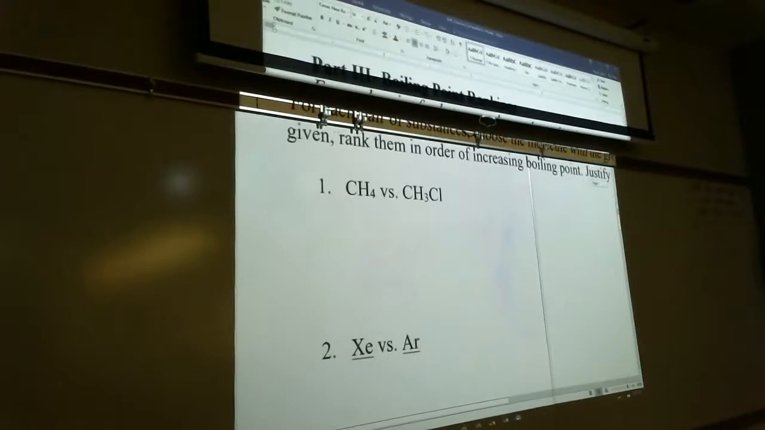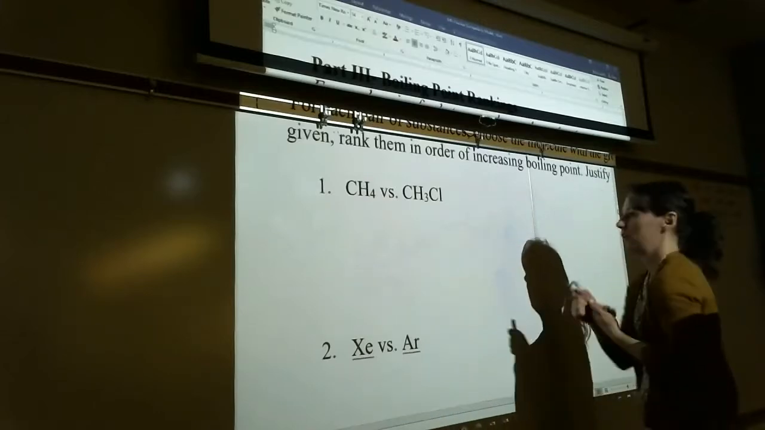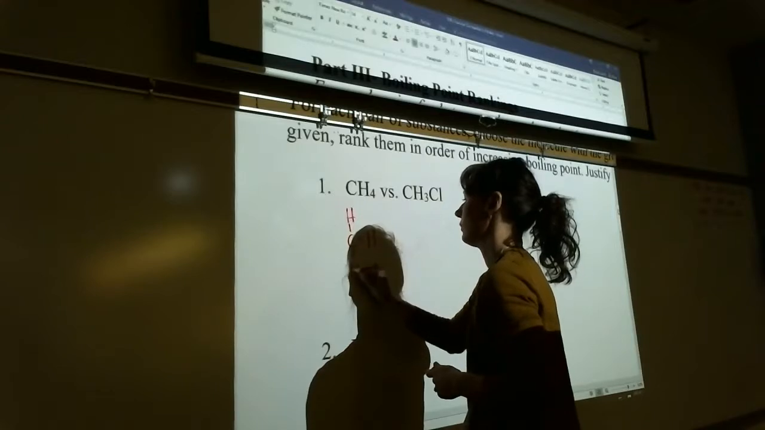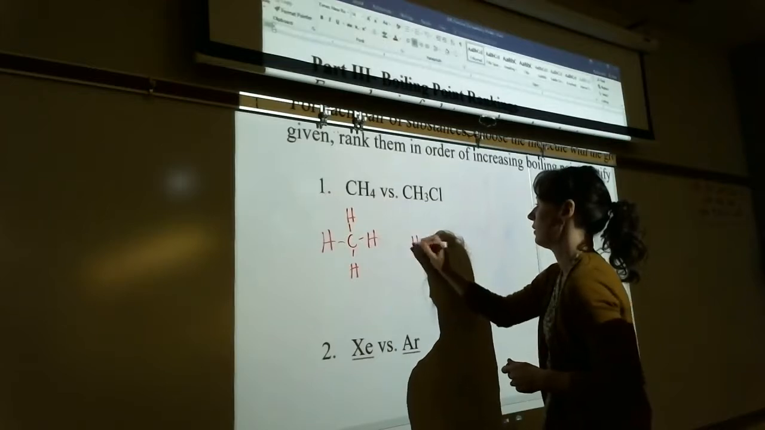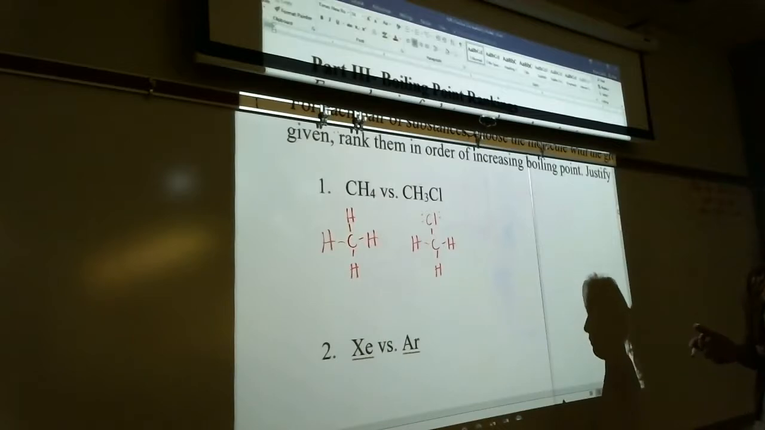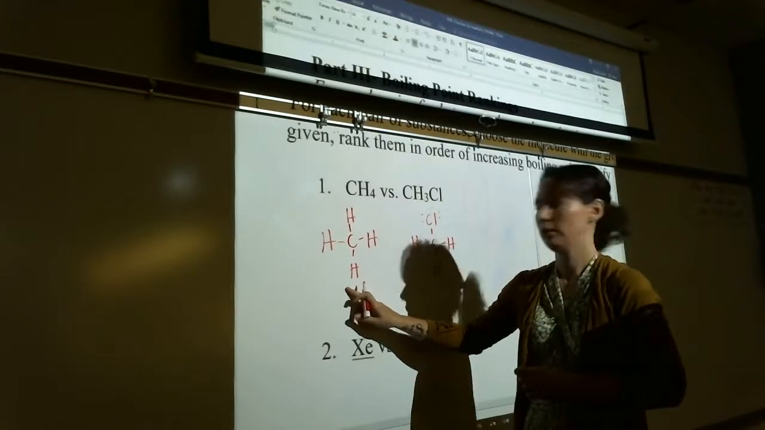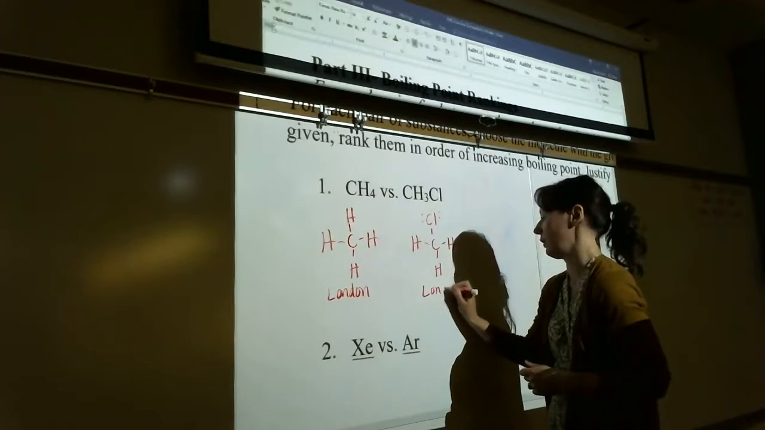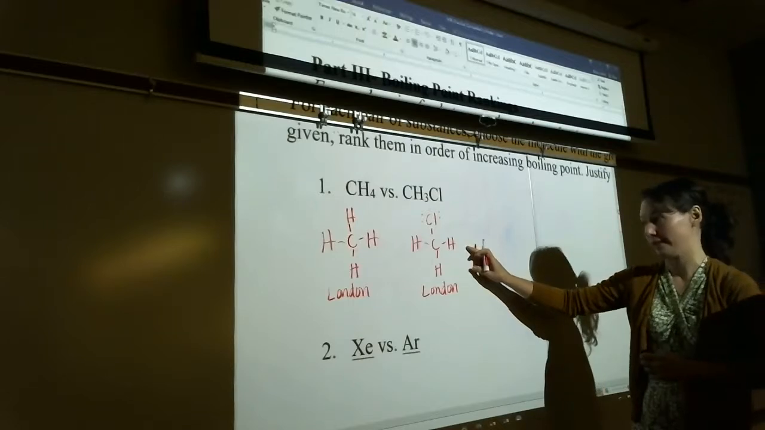Okay, oops, too high. CH4 versus CH3Cl. So here are the Lewis structures. Versus CH3Cl. Okay, what IMFs do we have? Is this one polar or non-polar? Non-polar, so it's just London, right? This one obviously has London because everything is London. Is this a polar molecule? No. Yes, yes, it is.